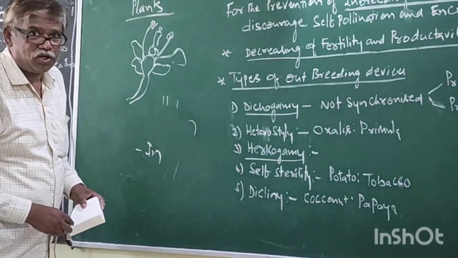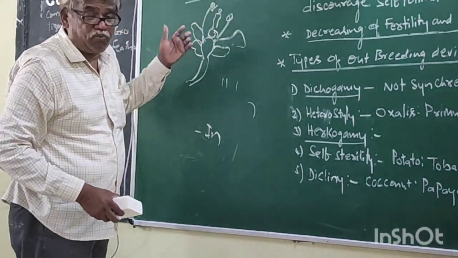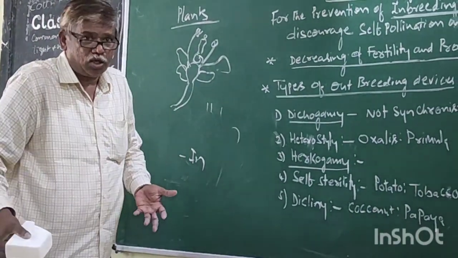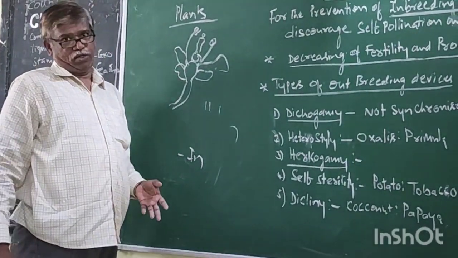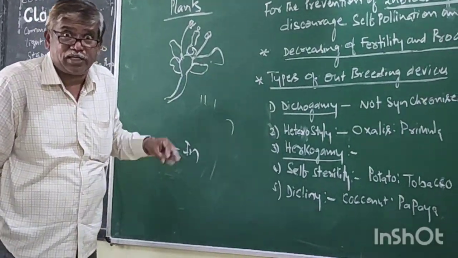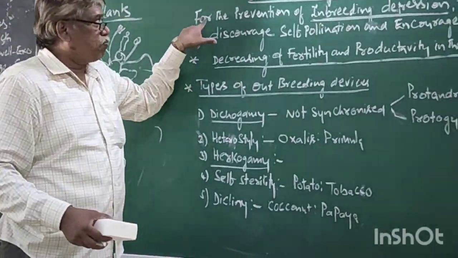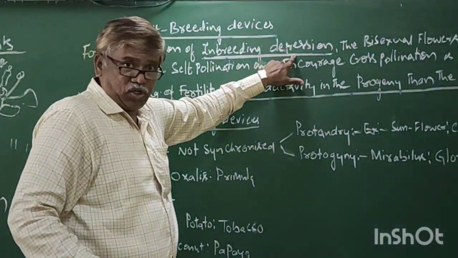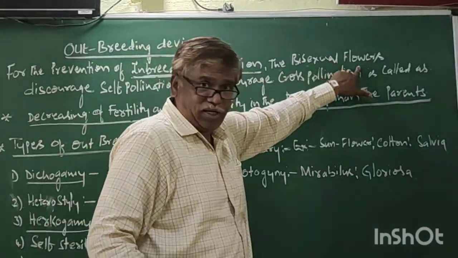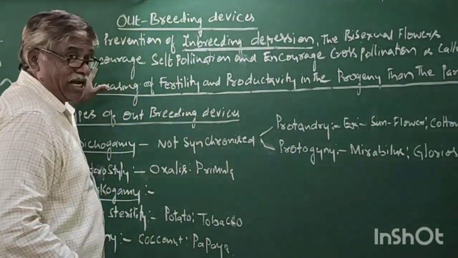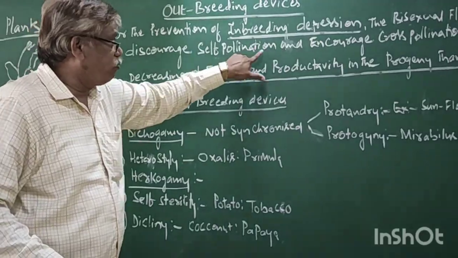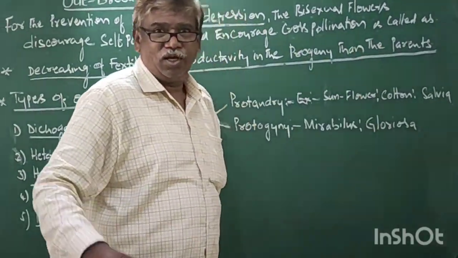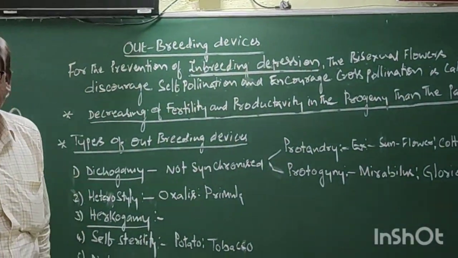Due to this, bisexual flowers do not favor autogamy. Why is autogamy prevented? To prevent inbreeding depression, bisexual flowers discourage self-pollination and encourage cross-pollination. This is called outbreeding devices.